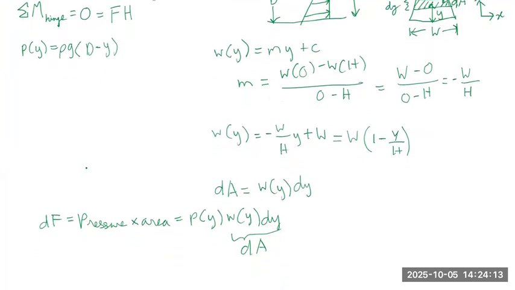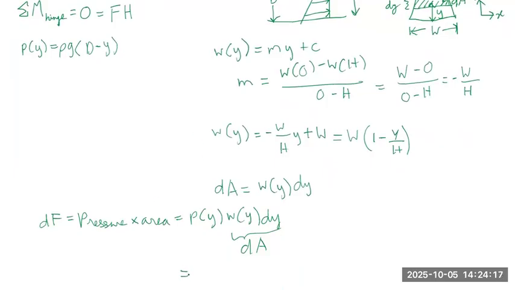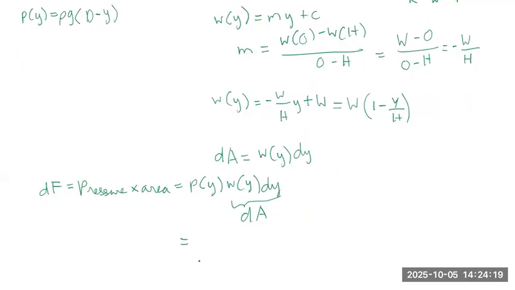Yes. So then we have that this is equal to rho times g times d minus y. And then wy is times W times 1 minus y over h, and then times dy.